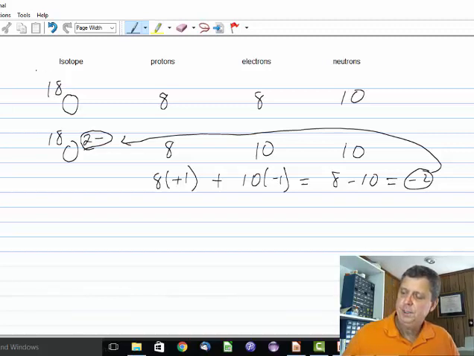If we take something like, let's just take a sodium ion. Oh, find out where my pen went to.